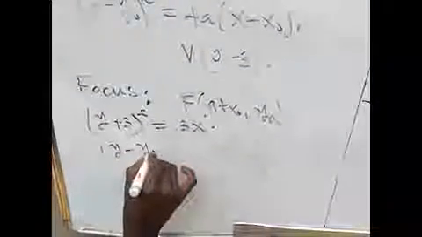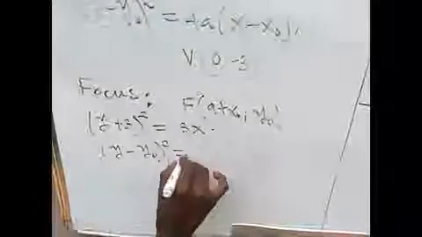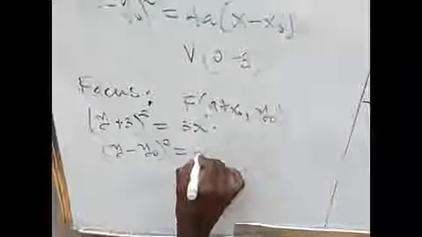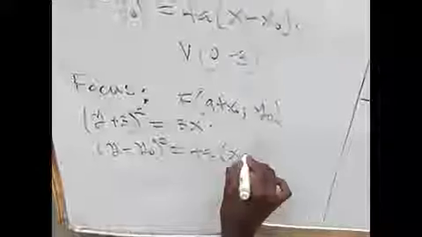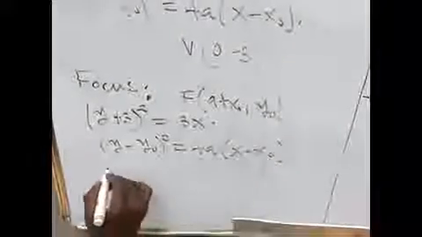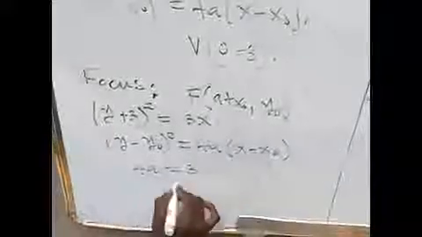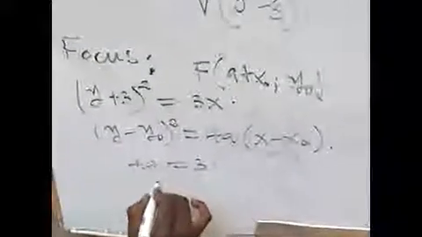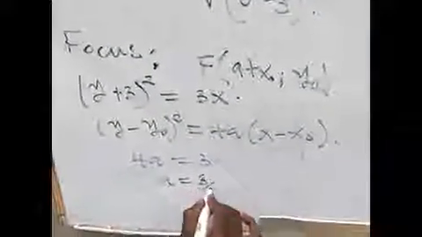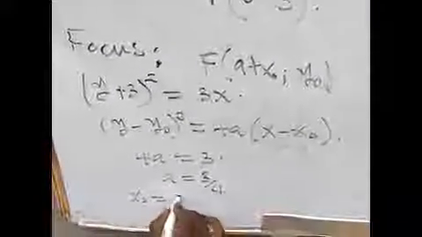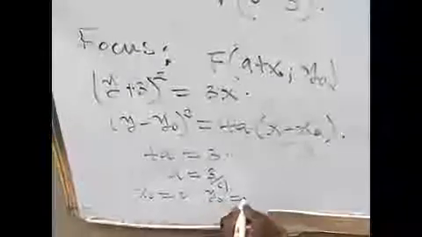y minus y naught all that squared equals to 4a into x minus x naught. We are simply going to have 4a equals to 3. Dividing both sides by 4, we have a equals to 3 on 4. And our x naught is given as 0 and our y naught is given as minus 3. So now we can calculate our focus.